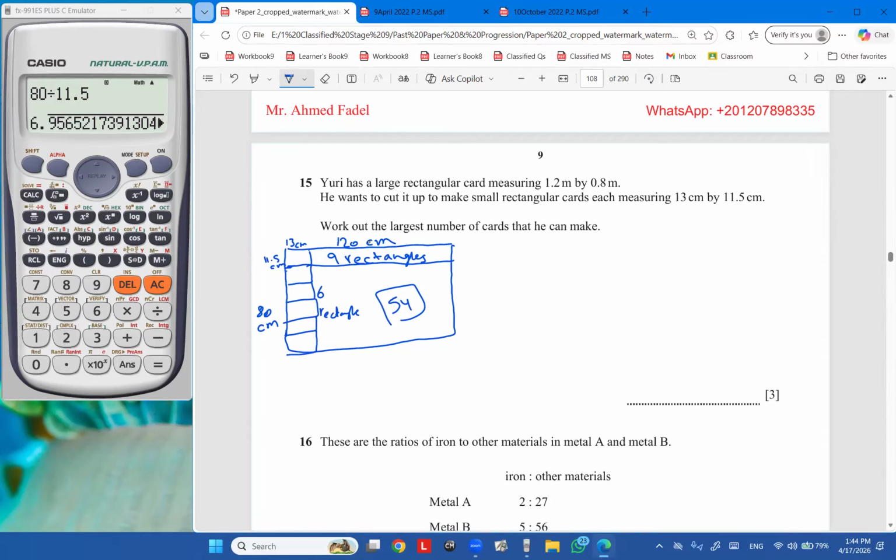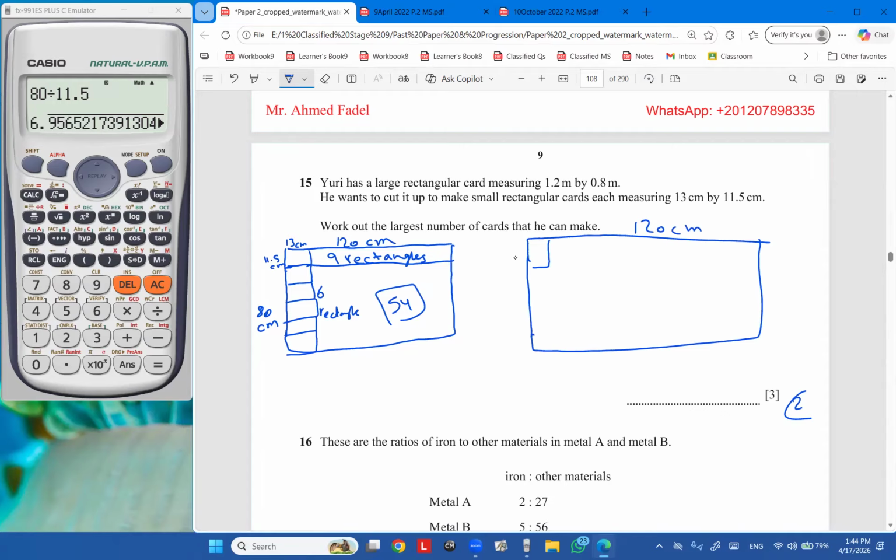This is if you cut the 120 by 80 this way. But this is not actually the correct answer. Why? If you do it this way and you write 54, if this comes to your mind, you're going to lose 2 marks actually. You're going to find that the correct answer is, if you have the same rectangle, which is 120 centimeters, but the small rectangle that is 13 by 11, you do not do it this way, you do it this direction.